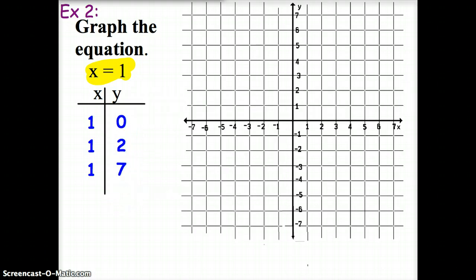Graphing that, I have the ordered pair 1, 0, so that's over 1 up 0. Then I have over 1 up 2, and over 1 up 7. Again, connect those with a line. And make sure you have arrowheads at both ends of your line.